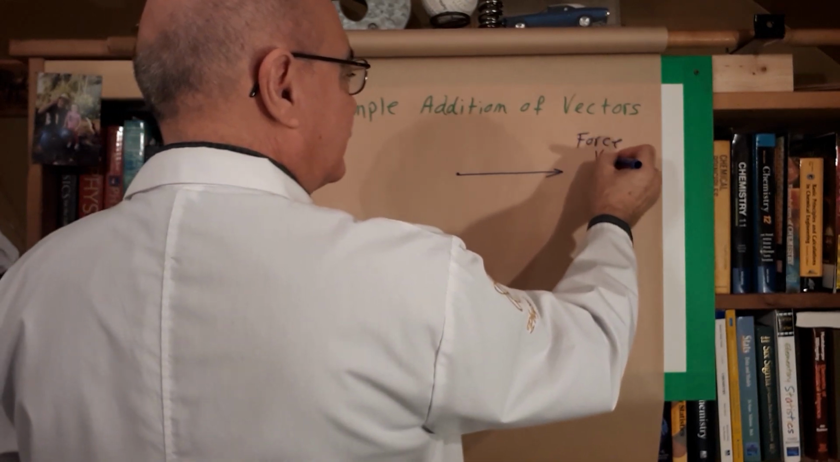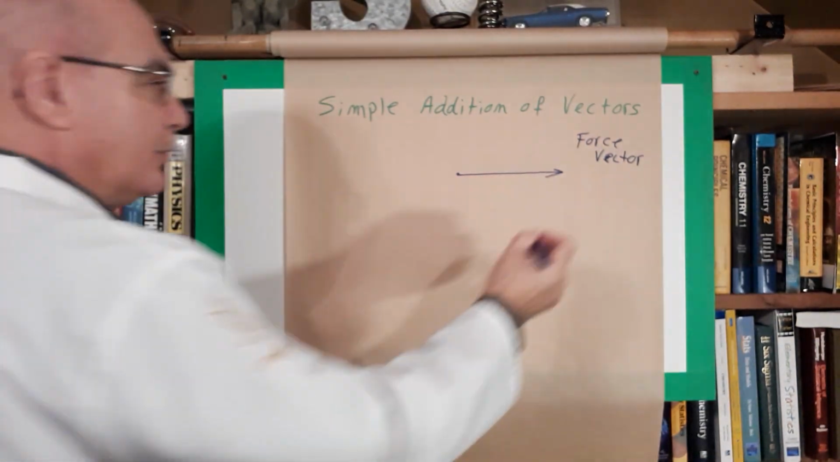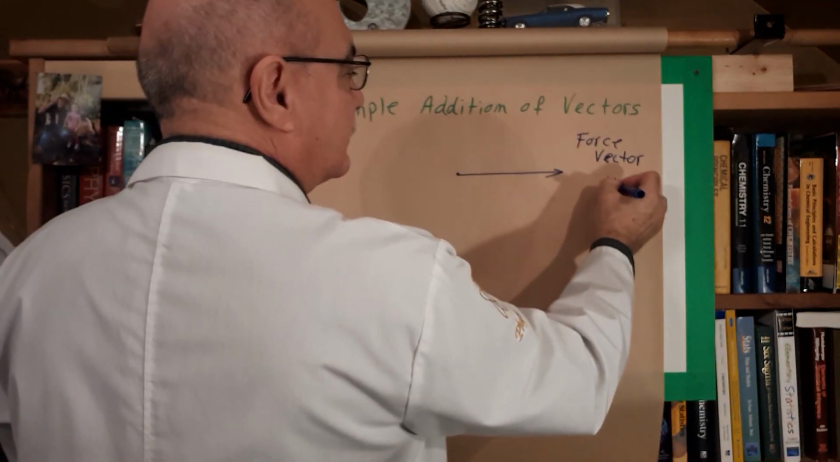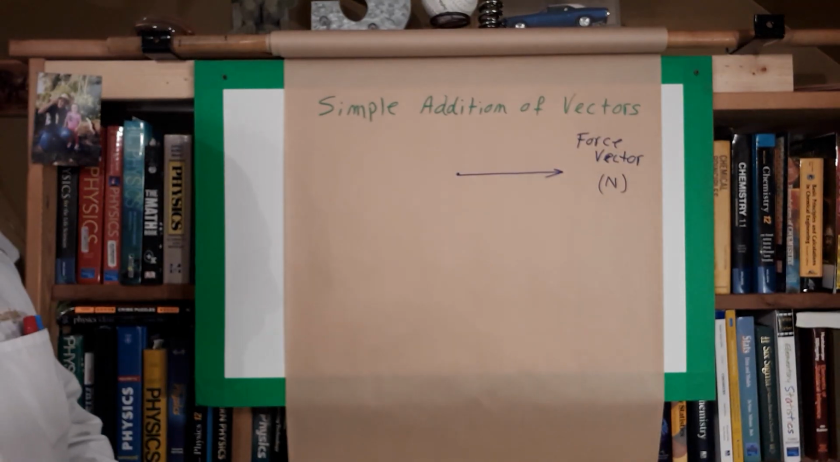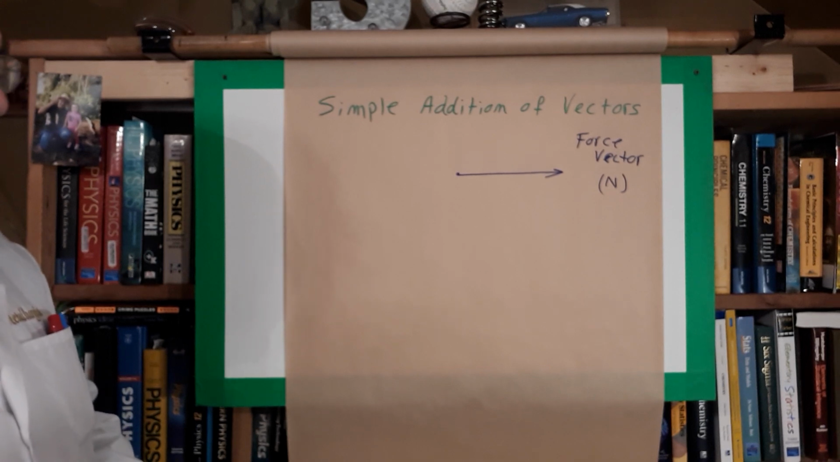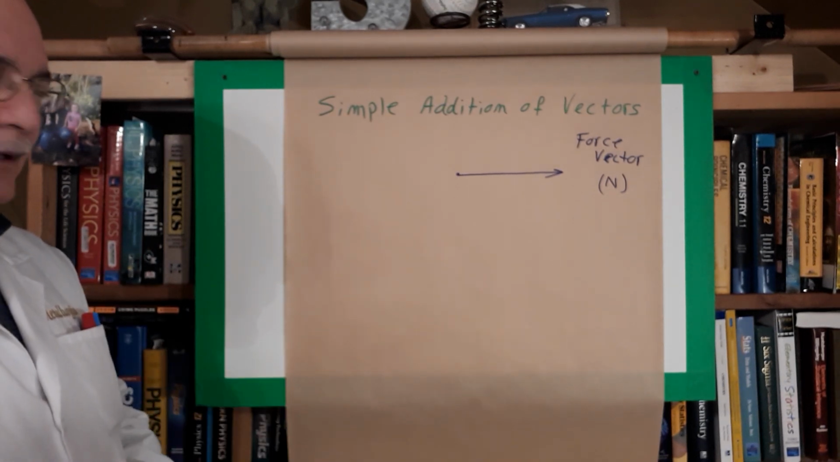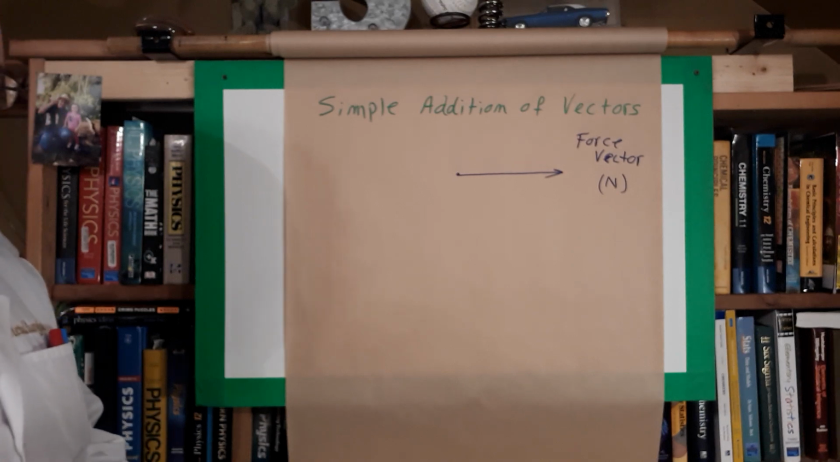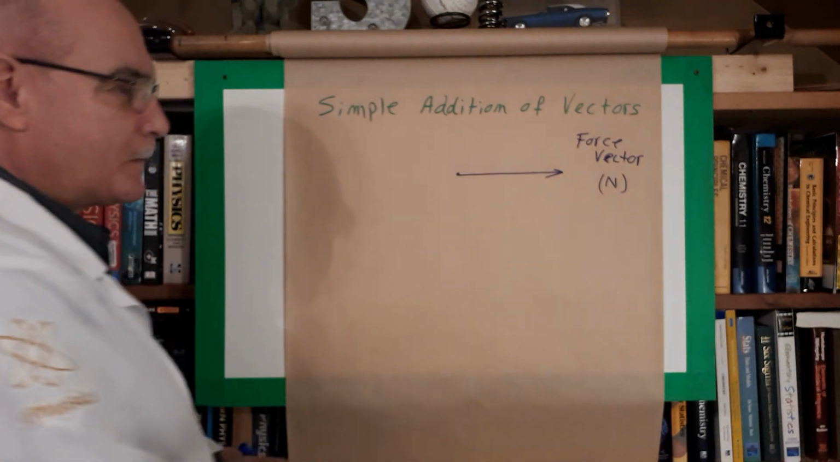Force vector, which means I'm going to use the unit of a Newton. In the metric system, forces are newtons. I could use an acceleration vector, and the units then would be meters per second squared. I could use a velocity vector, in which case the unit would be meters per second or kilometers per hour. But I'm going to stay with force vectors.